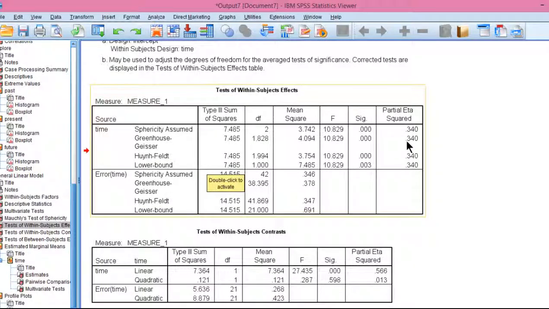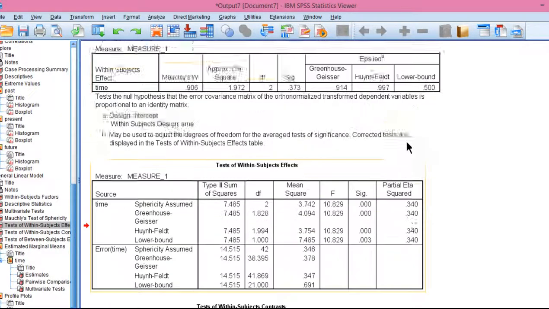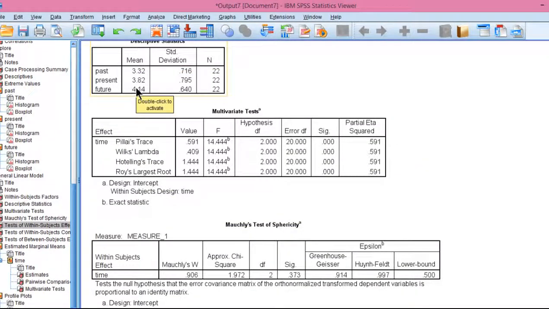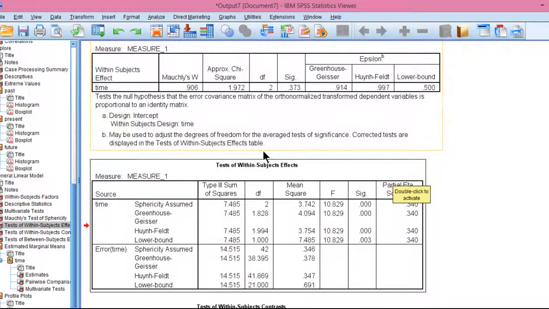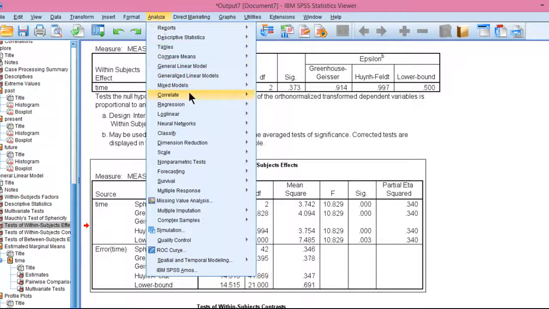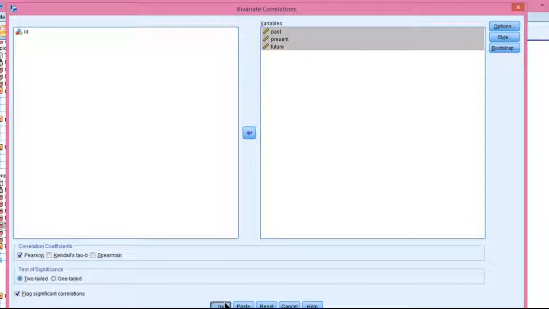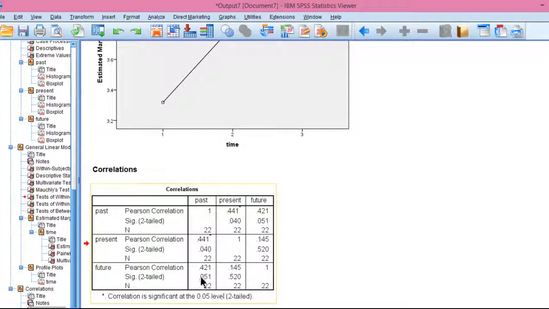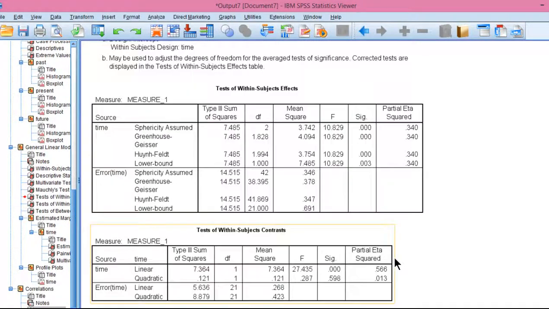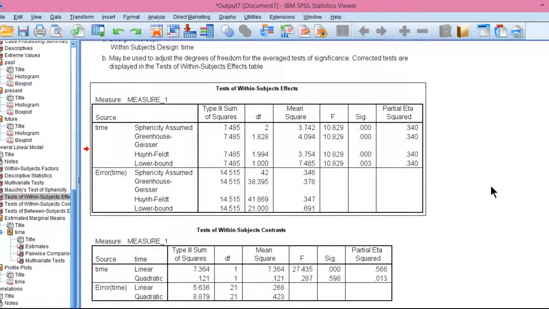Here's partial eta squared, 0.34, so 34% of the variability in people's happiness ratings is accounted for by the time period, excluding the shared variance between the time periods. And we can actually look at those correlations, as I often recommend you do in the within-subjects ANOVA scenario. And here are those correlations. Positive correlations, not as big for present to future, but there are positive correlations here. They're not all statistically significant, but that's the general trend you'd expect. So the null hypothesis has been rejected, and there are positive correlations between the satisfaction ratings or happiness ratings.